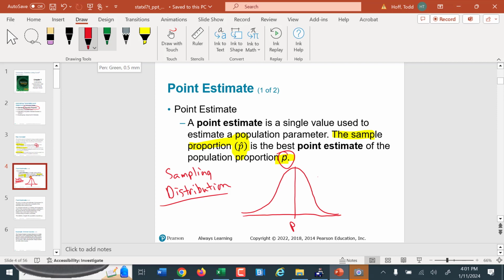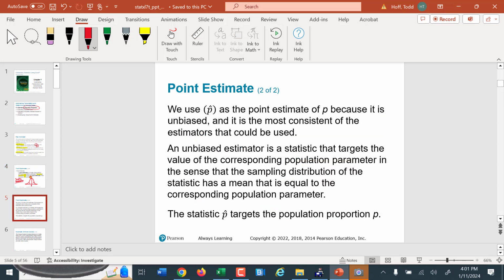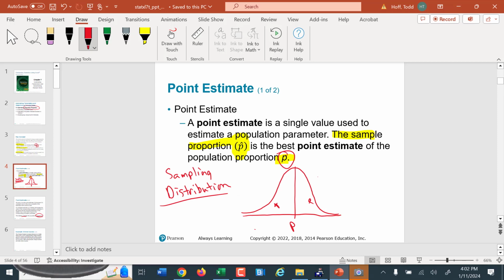But as we said earlier, it is possible to have a sample proportion that's significantly smaller or significantly larger than the population proportion. So while the point estimate is going to give us an unbiased estimate of the population proportion, it is possible for it to be a ways off on either side. If we use this to estimate the population proportion, it is an unbiased estimate. Like we said, it targets the population proportion. In other words, the population proportion is at the center of that bell curve, as we showed here.